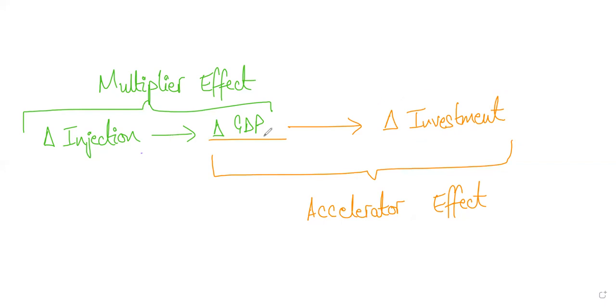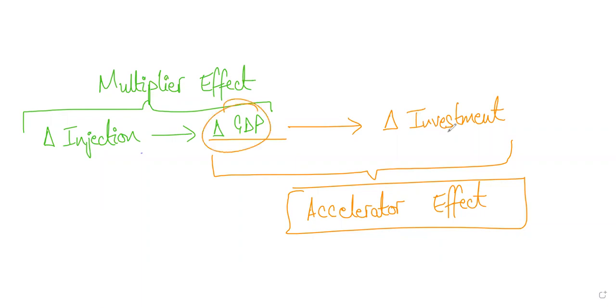So this relationship also holds true. This accelerator effect also holds true. Why? Because if the country's GDP is increasing, which means now there's more economic activity taking place, there are more goods and services being produced. So as the result of this higher economic activity, there is more investment being made by firms because they want to meet that increased demand from consumers.